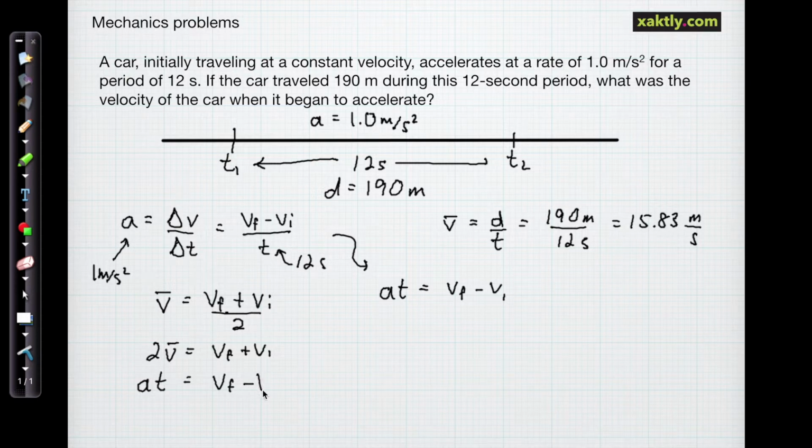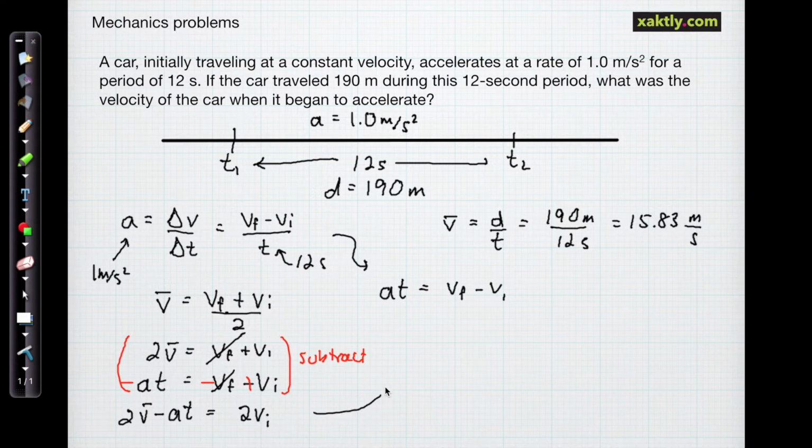Now just transfer that other equation, at is equal to V_F minus V_I, and write it underneath. Now watch what we can do. We can subtract the lower equation from the upper equation. And what that will do for us is allow us to get rid of the variable V final. So we'll really only have one variable in here. We have twice the average velocity minus the acceleration times the time is equal to 2 V sub I. And if I solve for V sub I by dividing by 2 on both sides, I get this nice equation for the initial velocity. And then I just have to plug in my numbers.